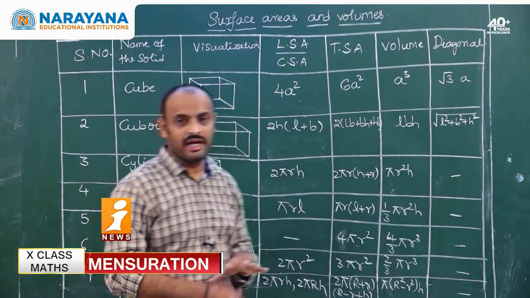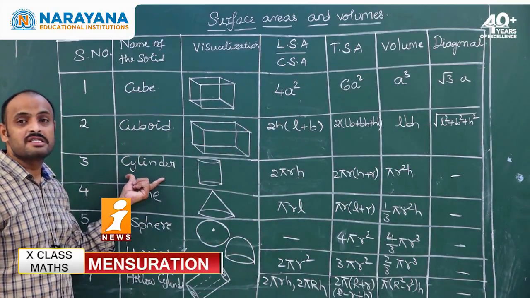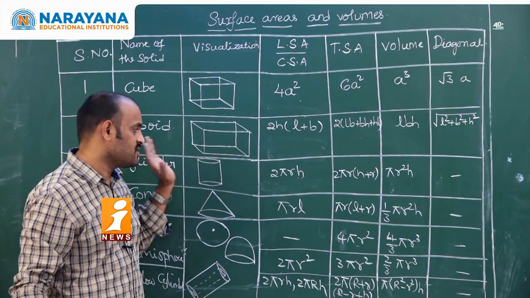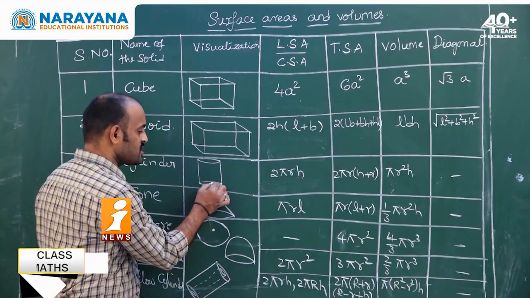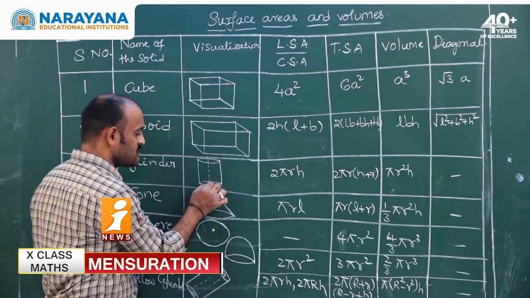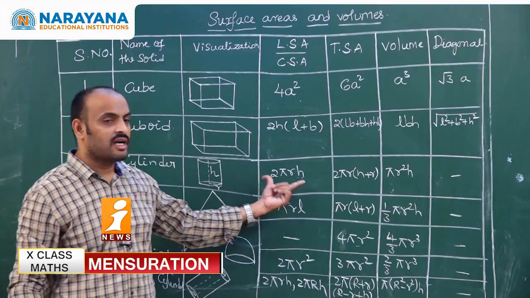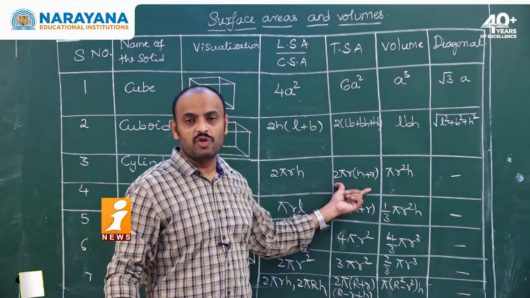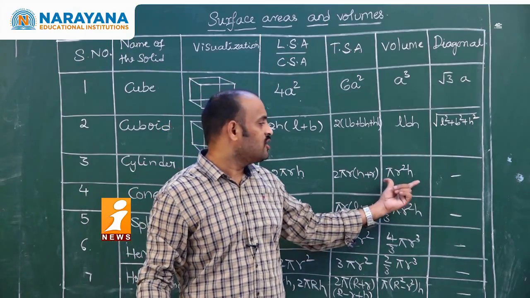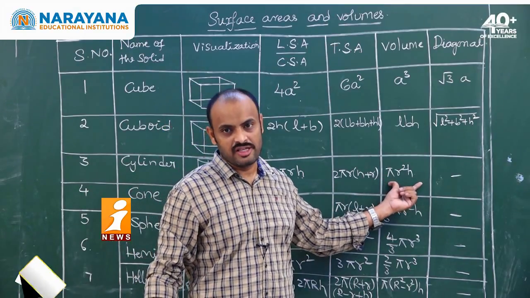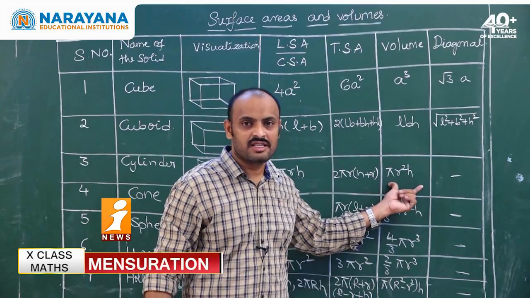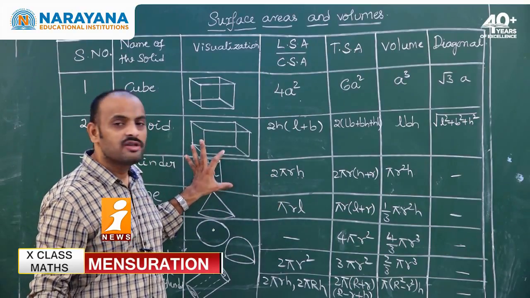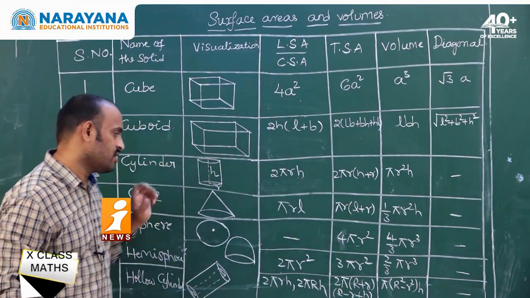So length, breadth and height of the cuboid are nothing but LBH, with lateral surface area, total surface area, volume and diagonal. Then comes cylinder, which has 2 plane surfaces and 1 curved surface, in which this is r and this is height. Lateral surface area is 2 pi r h, total surface area is 2 pi r into (h plus r), and volume is pi r square h. Here r is the radius of the base and h is the height of the cylinder.